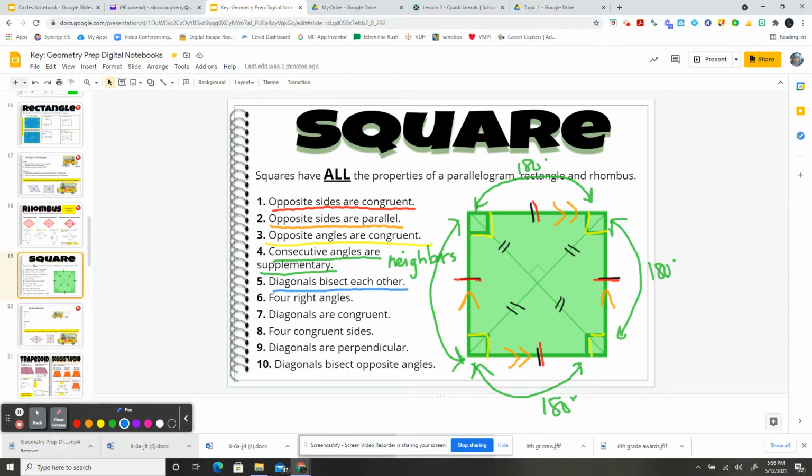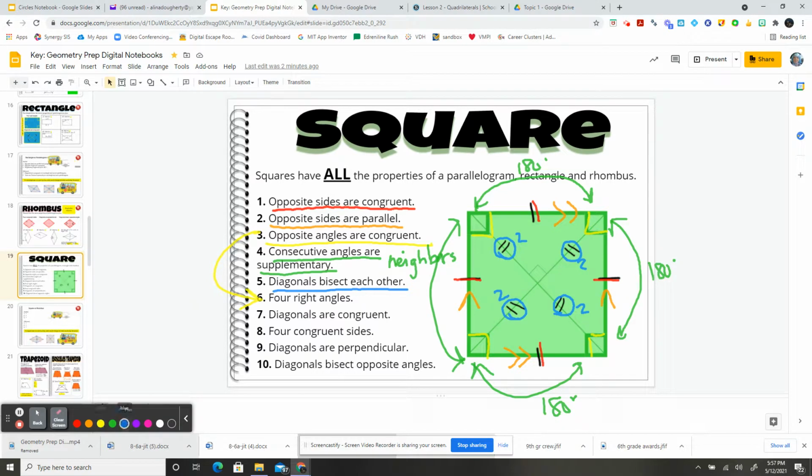Diagonals bisect each other. That's what these tick marks mean. So those diagonals have been cut in half. If this is 2, then this is 2, and this is 2, and this is 2. There are 4 right angles. We've kind of already said that with opposite angles are congruent. So opposite angles are congruent and right.